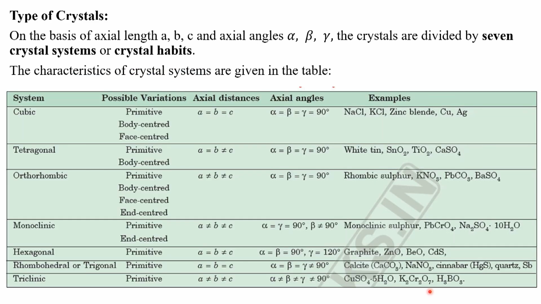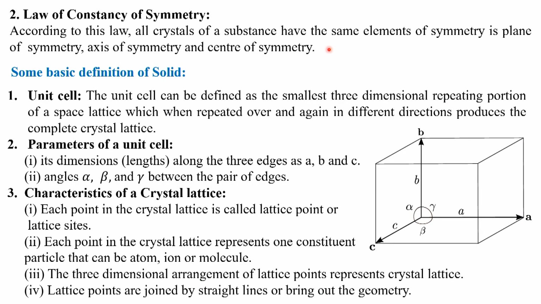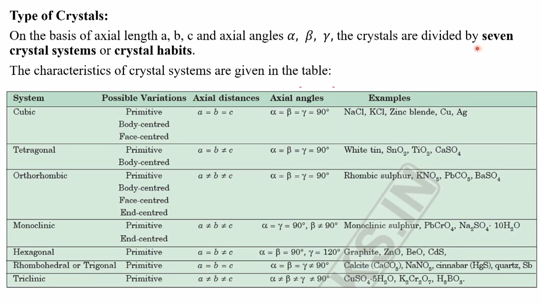Now, what are the types of crystals? On the basis of axial lengths a, b, c and the axial angles alpha, beta, gamma, which we just discussed, the crystals are divided into 7 crystal systems or crystal habits. The characteristics of crystal systems are given in this table.